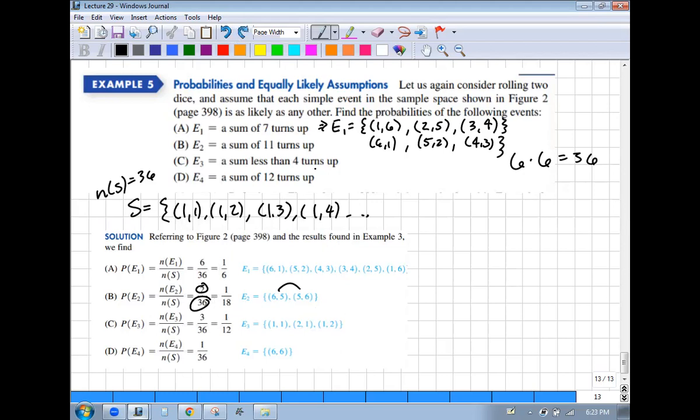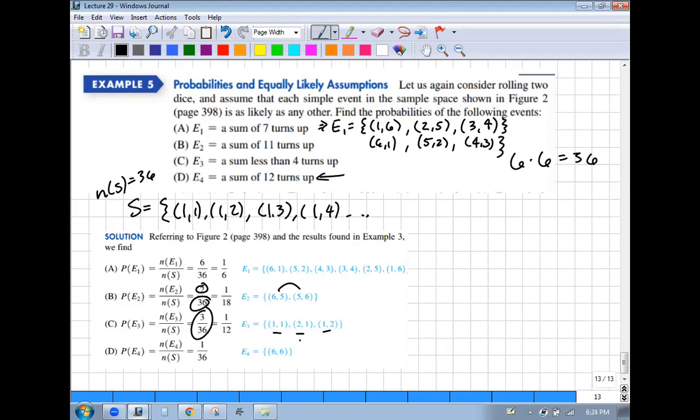If the sum is less than 4: 1 and 1, 2 and 1, and 1 and 2. Okay, notice this 1 and 1, we don't put it twice. Like these are different because there's 2 different dice. This one you get a 1 and a 1. Okay, so there's 3 possibilities out of the 36.